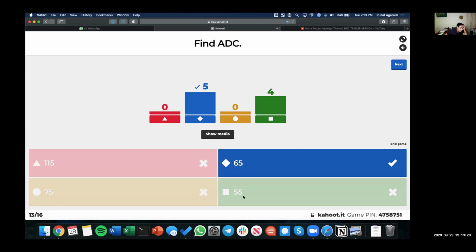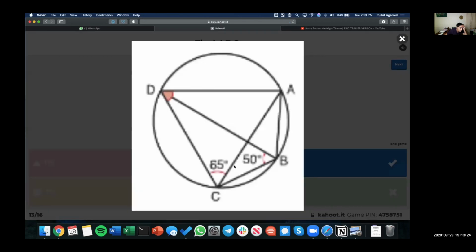Interesting. Okay, between 65 and 55. All right, so let's take a look at this. If this is 65, we know that this angle is also 65, correct? Because of these two points, this triangle and this triangle are the same, so this is 65. That means this all becomes 65 plus 50, which is 115, right? Is it? Yeah, 115.